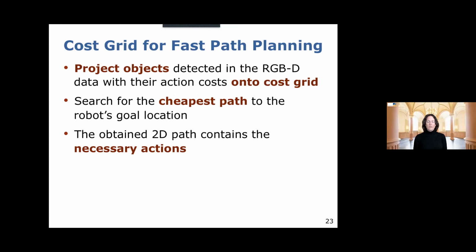Now, how can we use the obstacle information for path planning? We project the objects detected in the RGB image with their corresponding action costs onto the mentioned cost grid. Then we search for the cheapest path in the cost grid to the robot's goal location. This path then contains the necessary actions that need to be carried out by the robot to reach its goal. I have an example on the next slides.